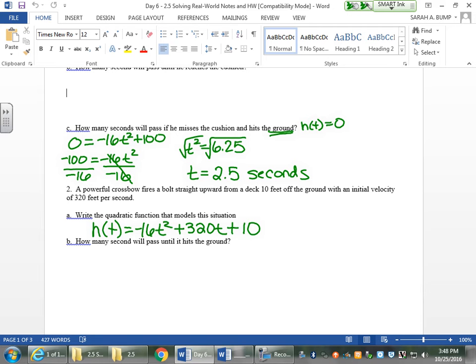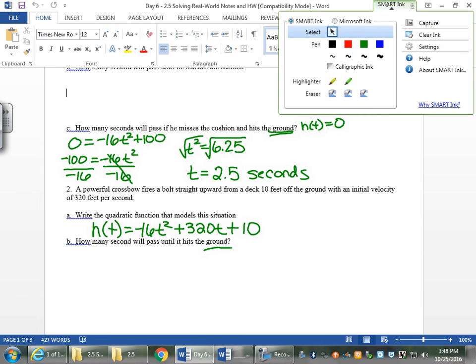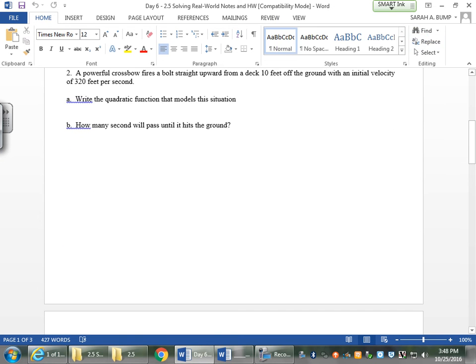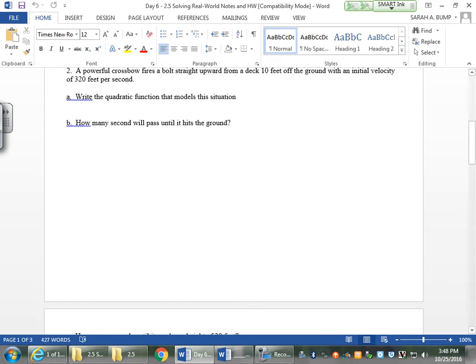So how many seconds will pass until the bolt hits the ground? Hitting the ground again means we have to go ahead and sub in 0 for h of t. I'm just going to scroll up a little bit and rewrite the model so that way I have enough room to do out the problem. Sorry about that. I'm just going to rewrite it.